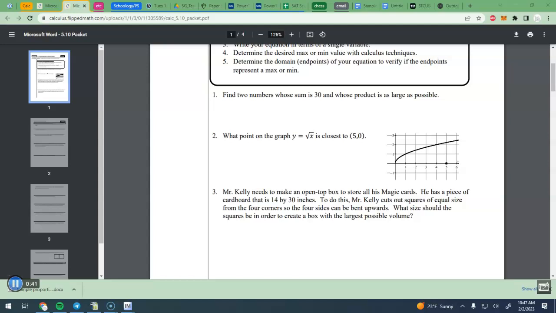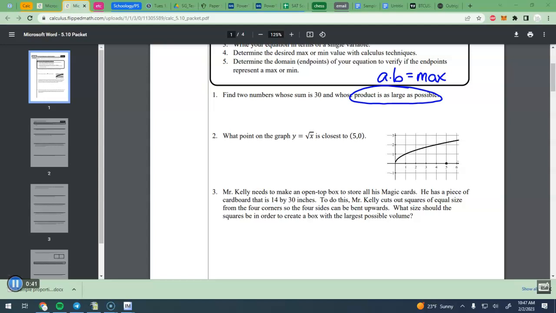So if I look at this one, product is as large as possible. Any two numbers. You can call them A and B, you can call them X and Y, whatever. Let's say I call them A and B. I'm looking for the product of those to be as large as possible. So that means A times B equals max. That's as big as I can get.